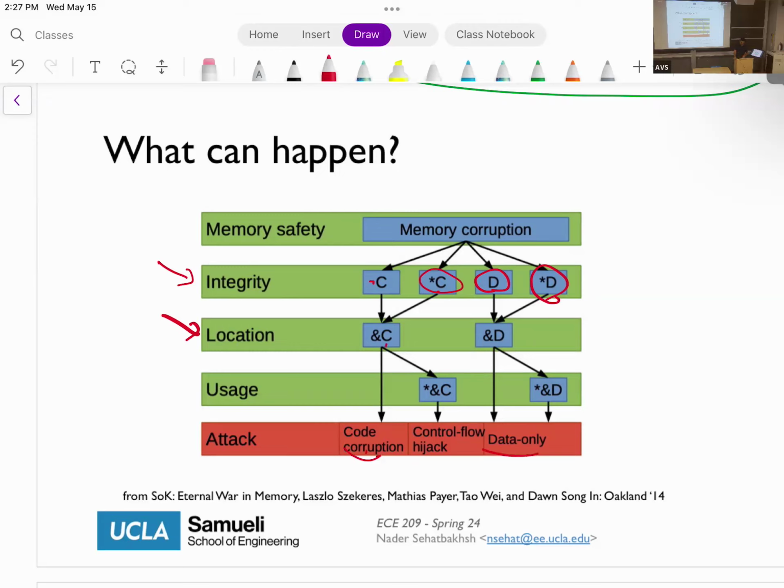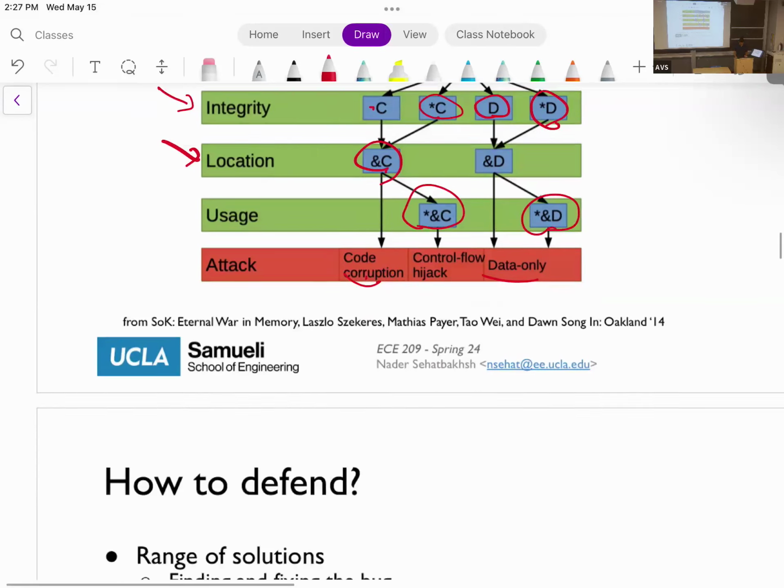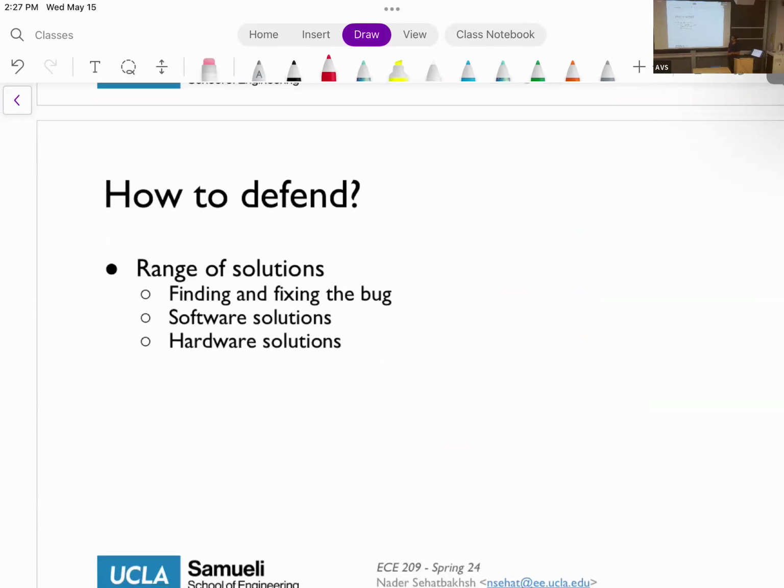If you use that location to do something else, then you're essentially going to have control flow types of attacks, or a more sophisticated data-only attack. So you change a pointer, you use that pointer in some other code, and as a result, you have something either leaking or changing the data and so on. It also very nicely shows you the landscape of these memory safety attacks. Okay. So how do you defend?